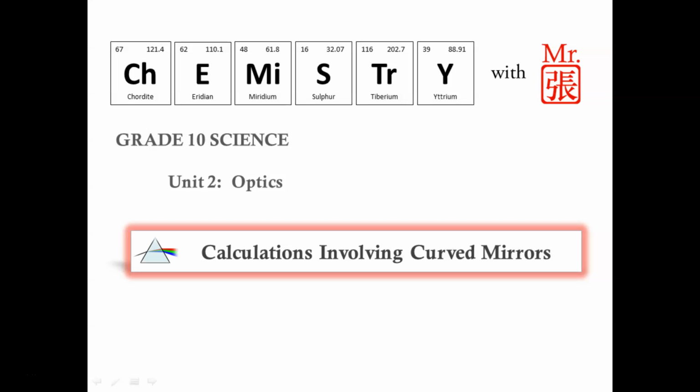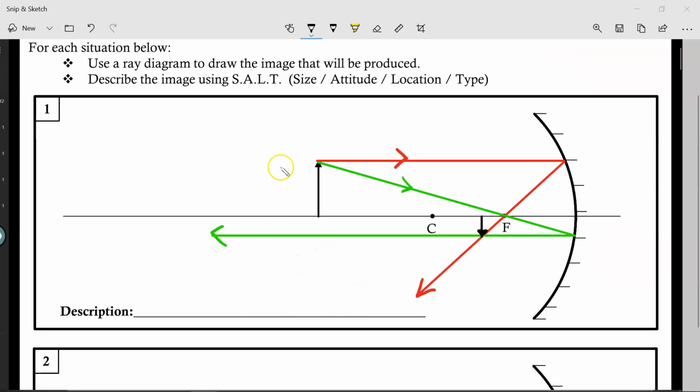In this video tutorial, we will discuss calculations involving curved mirrors. In our last lesson, we learned how to use ray diagrams to predict the properties of an image created in a curved mirror. By drawing ray lines coming from the object towards the curved mirror and reflecting off of it, where those reflected ray lines intersect, where they converge, that is where our new image is going to appear. From there, we can use the acronym SALT to describe the image as compared to the original object.